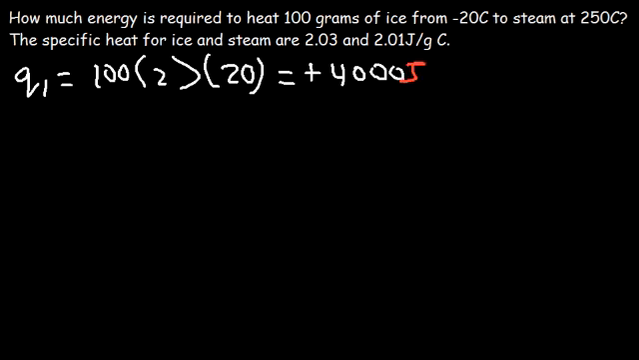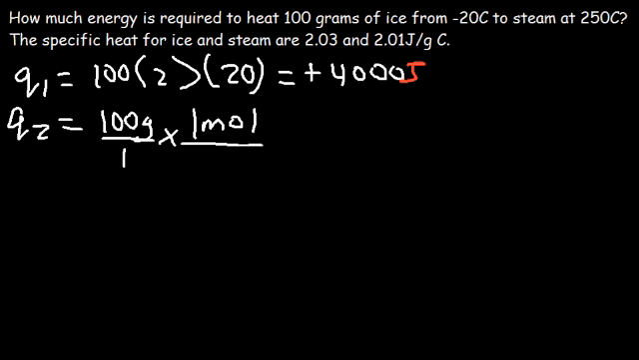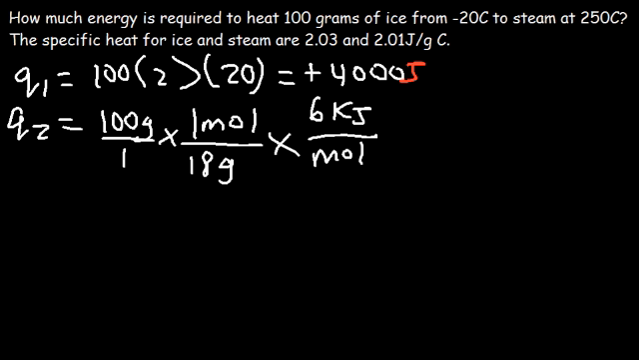So now let's calculate Q2, which is a phase change. Now the heat of fusion is 6 kilojoules per mole. So let's start with 100 grams of water. Let's convert it to moles. So 1 mole is equal to the molar mass of water, which is 18 grams. And then we're going to multiply that by 6 kilojoules per mole. Now, 6 goes into 18 3 times, and 100 divided by 3 is about 33.3 kilojoules.